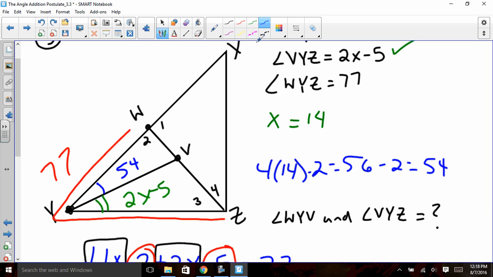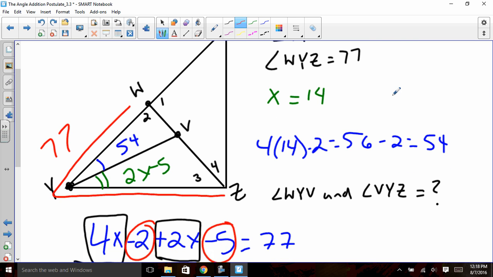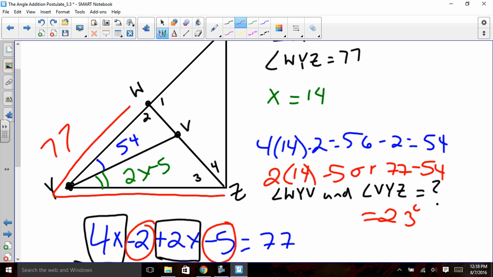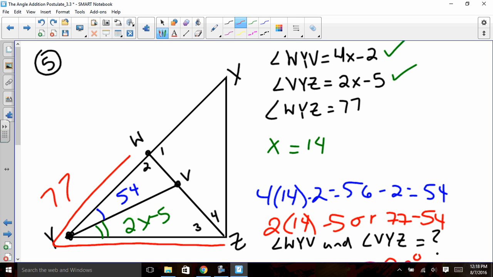Let's take a look at finding my second one. If you haven't caught on, there are two different ways to approach it. We could plug it in and have my 2 times 14 minus 5. Or I could take my total of 77 minus the 54 that I just found. Either way, it should give you my answer of 23 degrees. Feeling pretty confident? Good. We've got a couple more and then we'll be done.